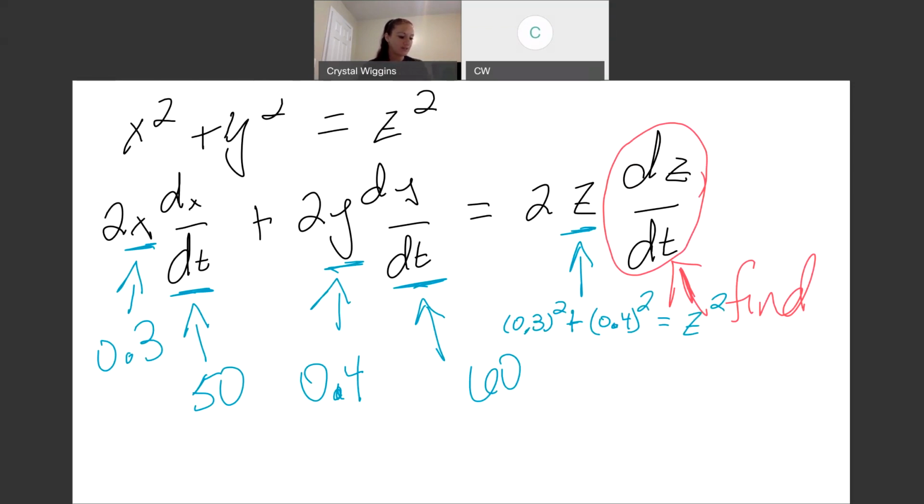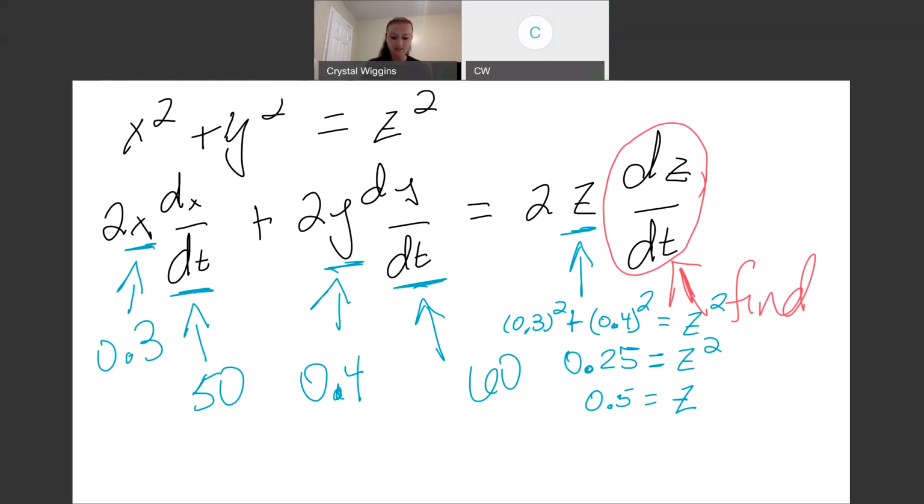So we have 0.3 squared plus 0.4 squared gives us 0.25, if you put that left side of the equation into your calculator. Square root both sides. Remember, we don't have to worry about the negative radical because we're talking about distance, so that would not make any sense. And z is 0.5, our hypotenuse. Okay, so now we have x, we have dx dt, we have y, we have dy dt, and we have z, and we are ready to make our substitutions so we can find dz dt.